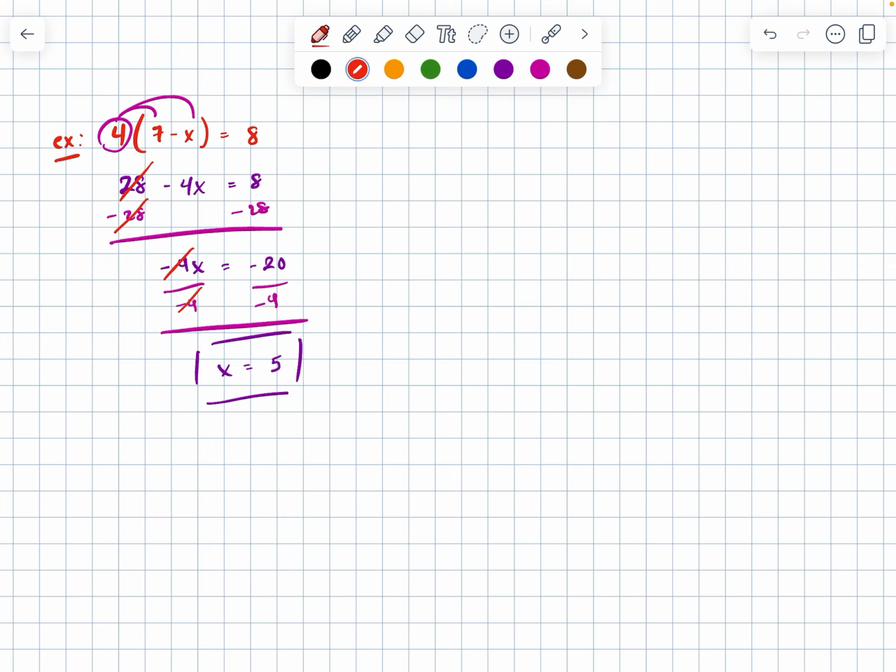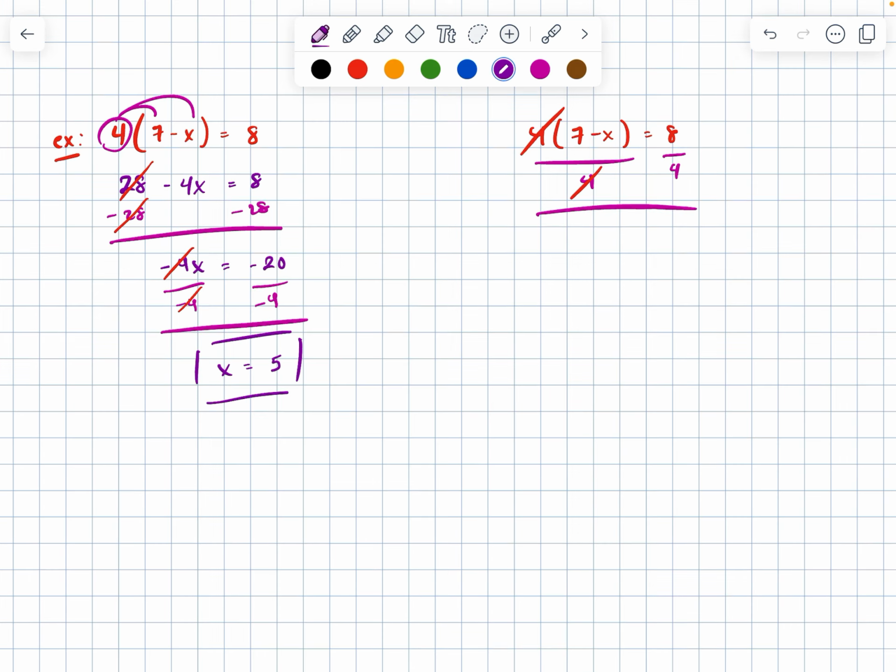So I'll rewrite over here our 4(7 - x) = 8. Well, remember that the 4 is connected by multiplication. So another move that I could have done, could I have started by just dividing both sides by 4? I needed to do it eventually. Why not do it now? It turns out, yeah, I can absolutely do that. Let's get rid of this here. So 4 divided by 4 becomes just 1, and then I'm left with my 7 minus x. And here, 8 over 4 is going to reduce to 2.